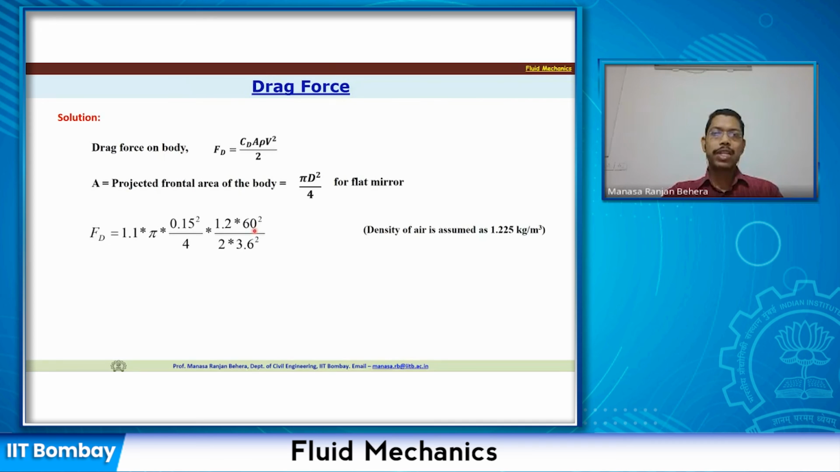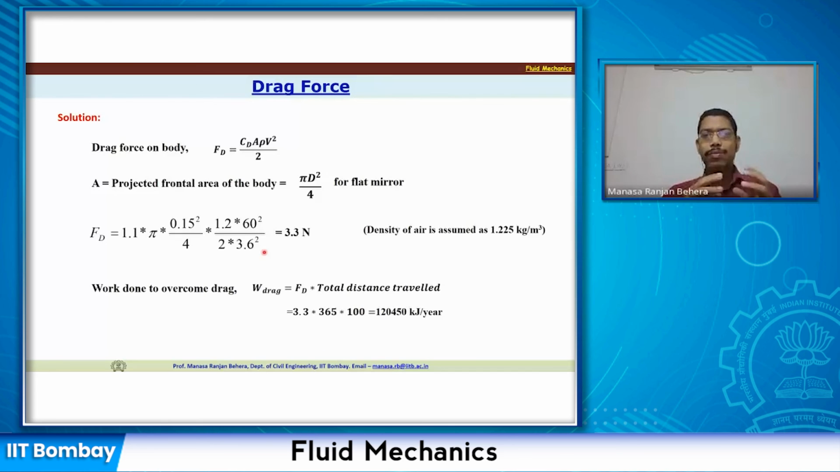So velocity is given as 60 kilometers per hour, and you have to convert it to meters per second. That conversion is done here. By substituting all the values, you can get the drag force equal to approximately 3.3 newtons. Now, the work done to overcome this drag is the drag force multiplied by the total distance traveled.